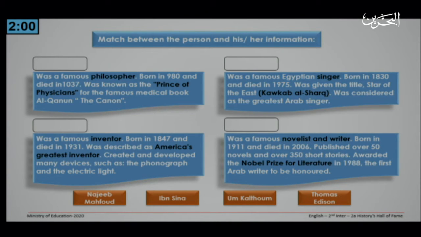The last piece of information says, was a famous novelist and writer born in 1911 and died in 2006, published over 50 novels and over 350 short stories, awarded the Nobel Prize for Literature in 1988, the first Arab writer to be honored. You have 2 minutes to finish the task. Good luck.